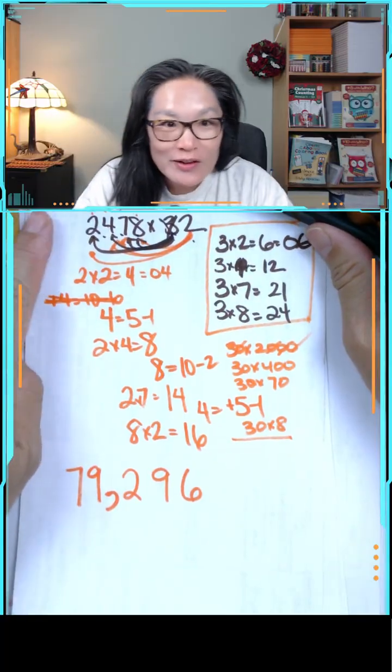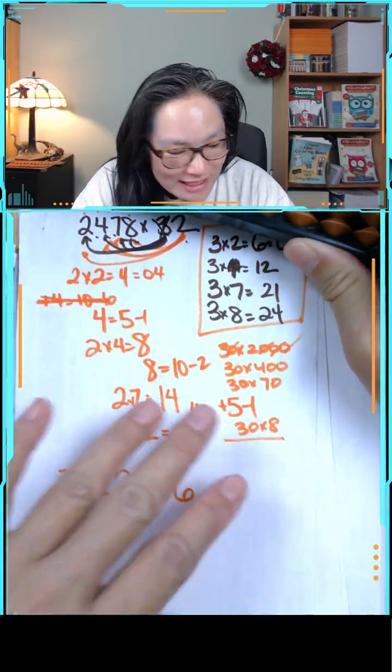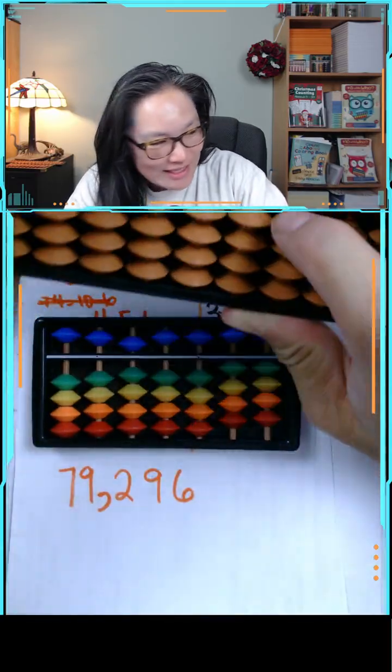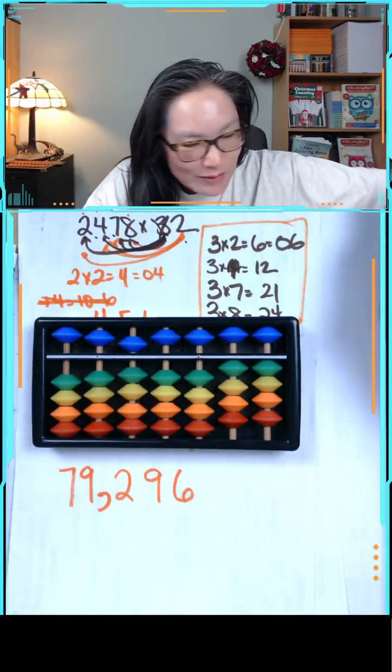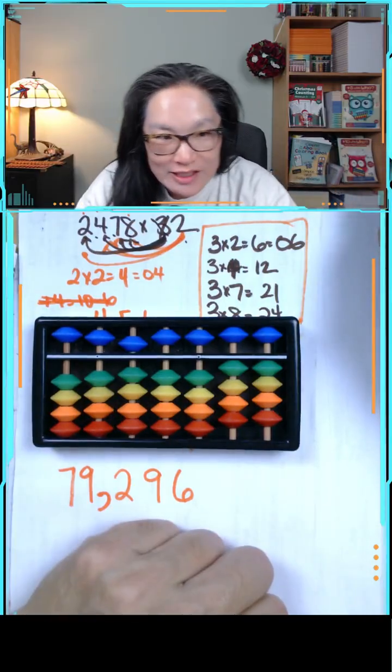So, thank you everybody for joining. What is this thing? This thing is an abacus. This abacus is a counting tool. What we just did is I showed you what multiplication is on the abacus.